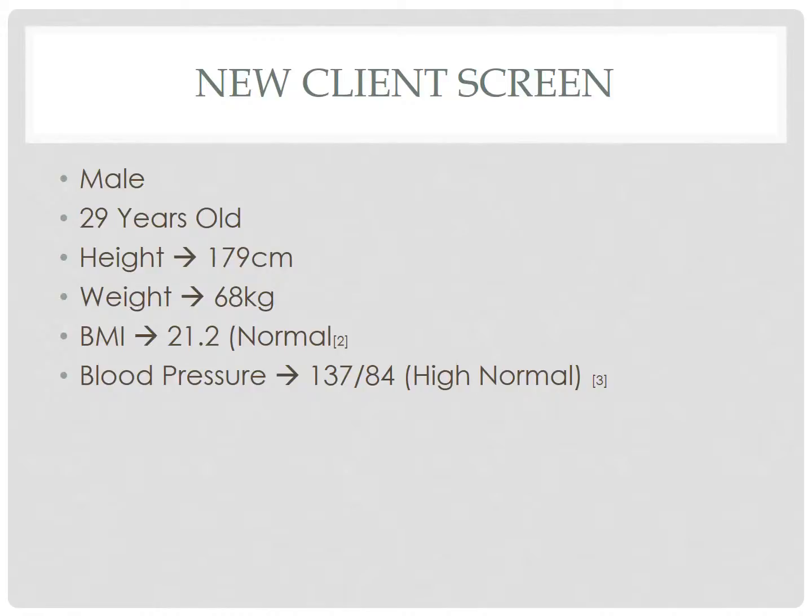The client is a male, 29 years of age. He weighs 68 kilograms and stands at 179 centimeters tall. This therefore gives him a BMI of 21.2 and has a blood pressure of 127/84. Both his BMI and blood pressure place him in a normal range according to the Australian Department of Health and the American College of Sports Medicine respectively.